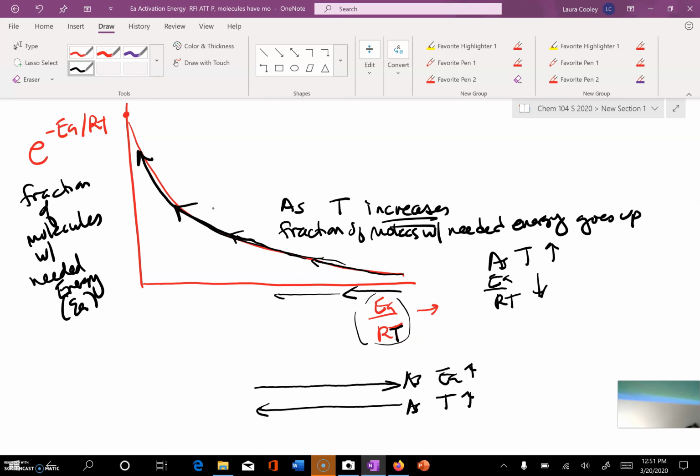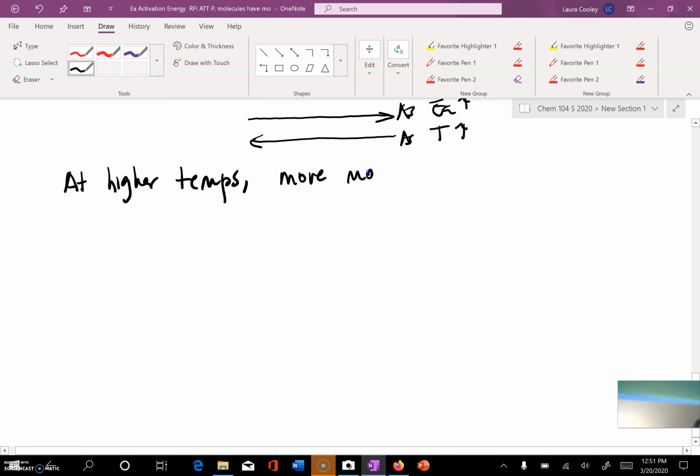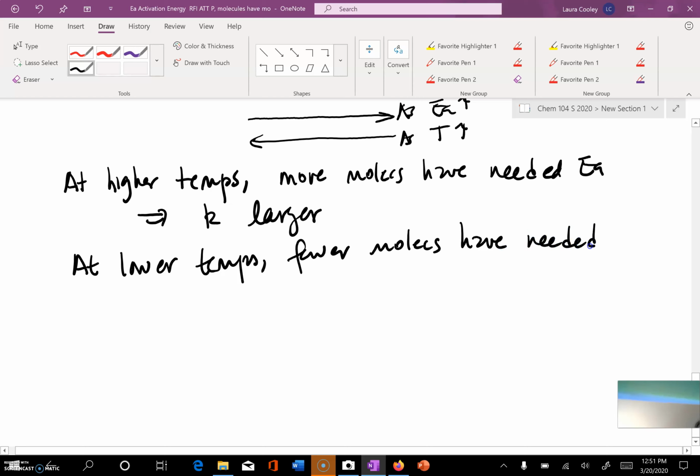So this is a nice graph, and it makes sense, right? Because at higher temperatures, more molecules have the needed activation energy, and so K will be larger. At lower temperatures, fewer molecules have the needed activation energy, and so K is smaller.